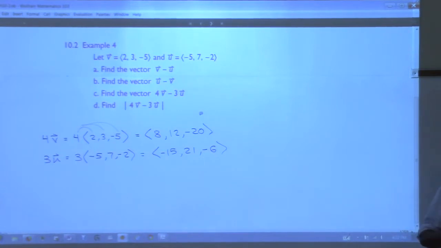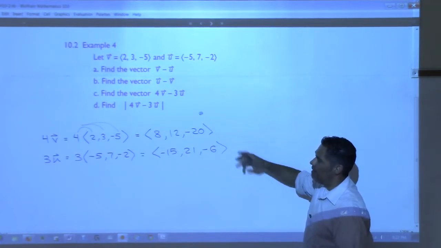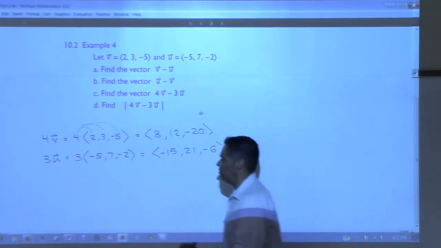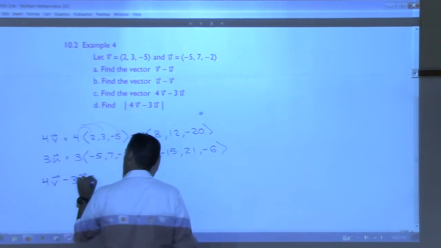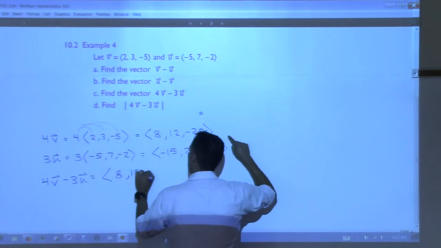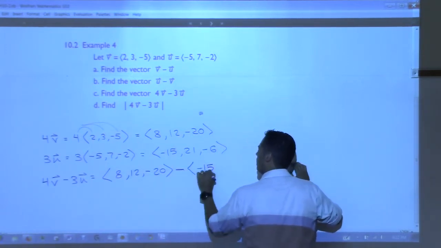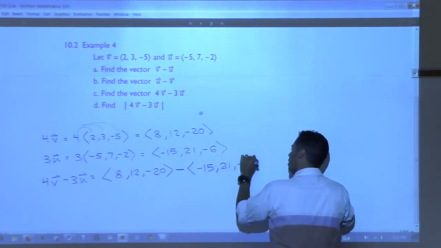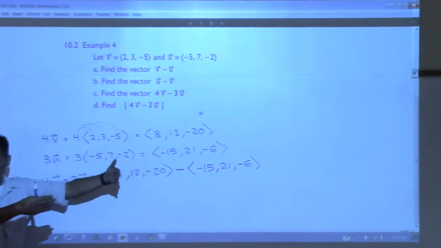Now I should subtract those, right? So I need to take this one and subtract this one. And then at the end of that, I'll do my magnitude. So 4v minus 3u should be the vector 8, 12, negative 20. Subtract from that negative 15, 21, negative 6. So when we do this algebraically, all we do is component by component.